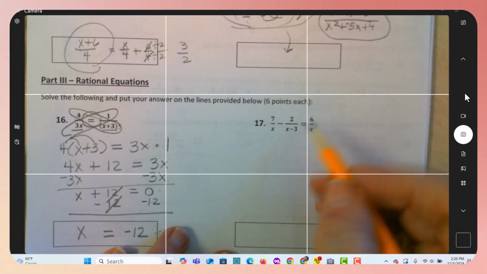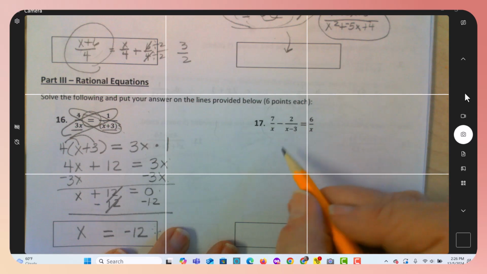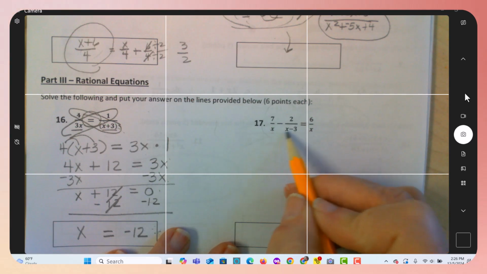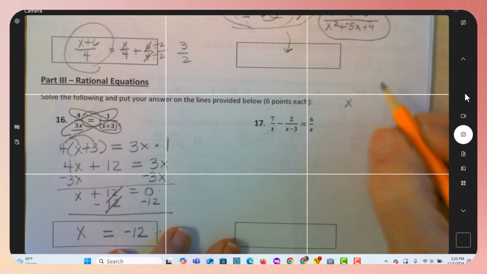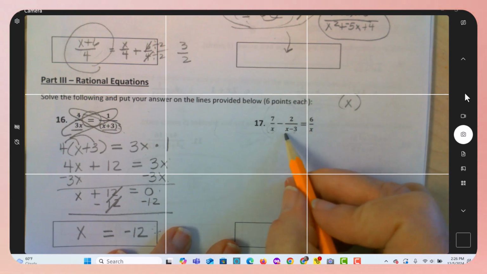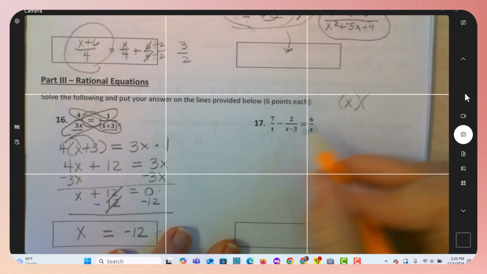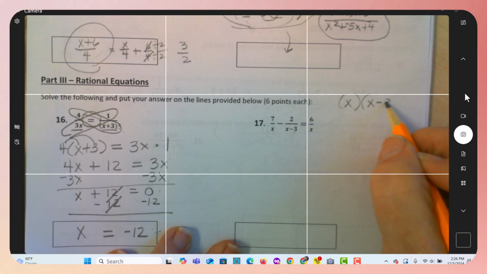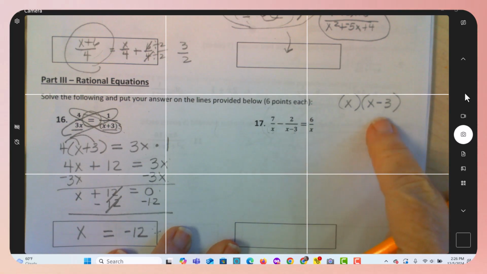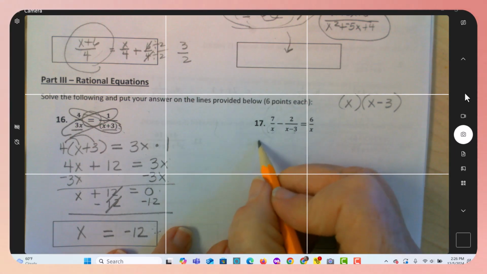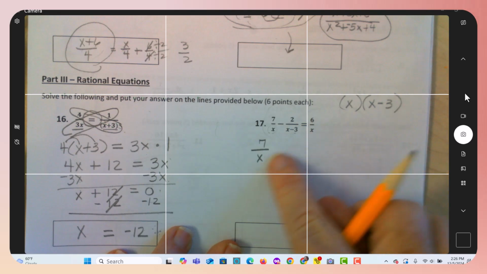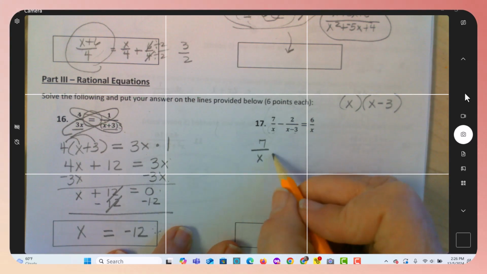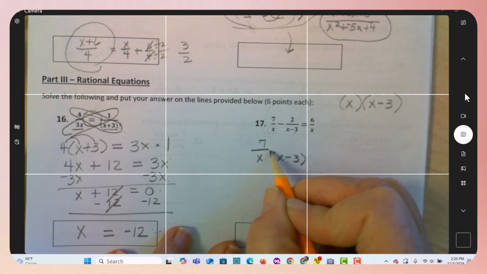All right, for this one we need to simplify the left-hand side, so we need a common denominator. Okay, we have a denominator of x here, and we have to multiply that by x minus 3 because the denominator here is x minus 3. Okay, we're going to leave it in factored form. So 7 over x, we need to change that x to x times x minus 3. So we've got to multiply the bottom by x minus 3.